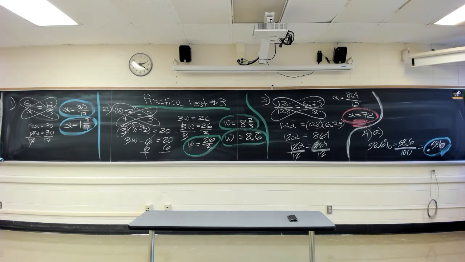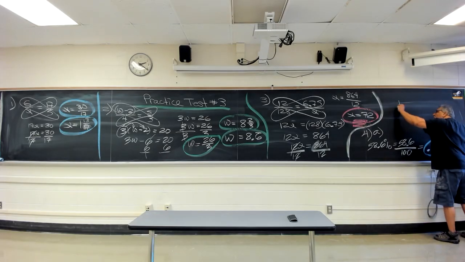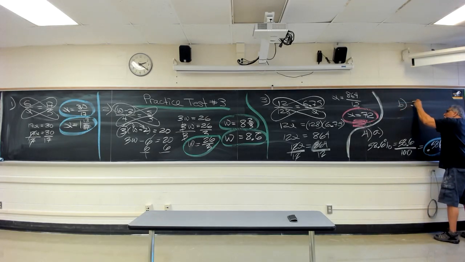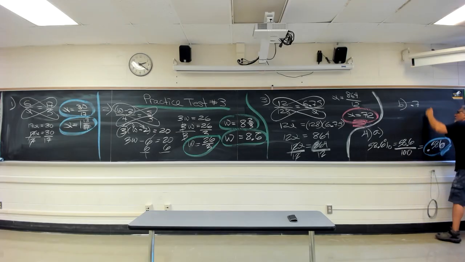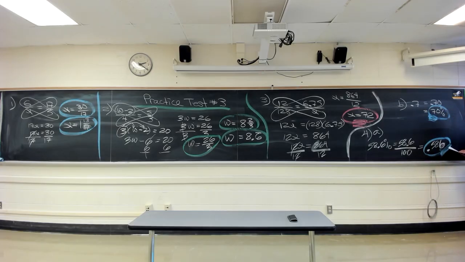B, rewrite the decimal in the sentence below as a percent. A mayor spent 0.7 of her yearly income on the campaign. 0.7 is the same as 0.70. Take a walk 2 places to the right, and you got this. Whenever you got a decimal, you walk 2 places to the right and call it a percent.